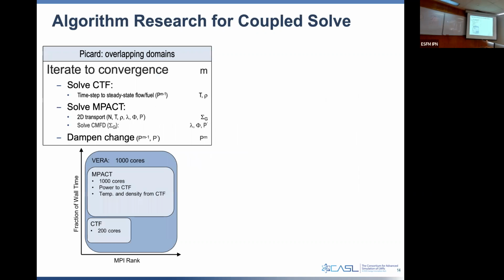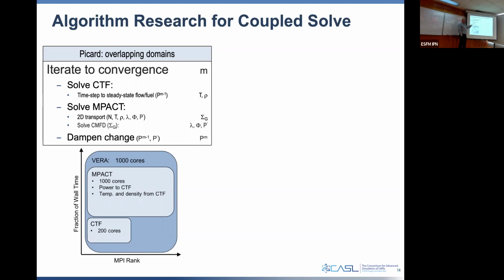All right, so the first and easiest one that I mentioned before was we have this Picard iteration where you solve one, solve the next. So you iterate to convergence with M being my iteration step. And so I solve CTF, given some power at the previous time, so that's power at iteration M minus 1, to get my new temperature and density at iteration M. And then I solve Impact. I do my 2-dimensional transport to get my cross sections, and then I do my full 3-dimensional transport to get my eigenvalue and my flux and my powers.